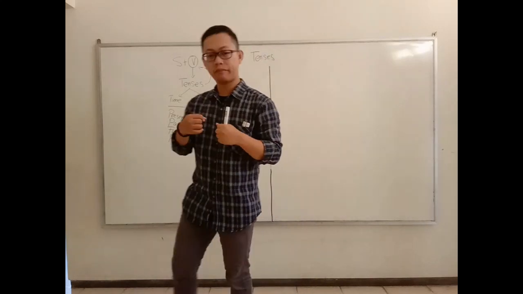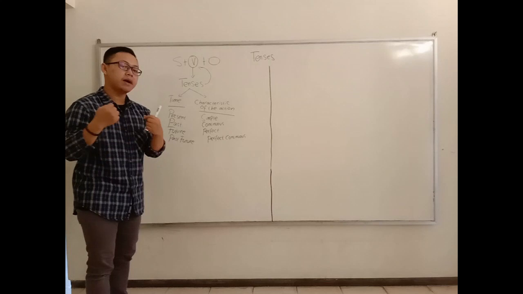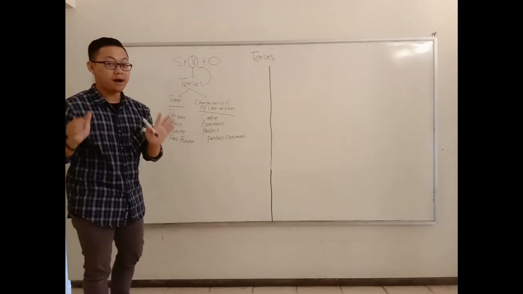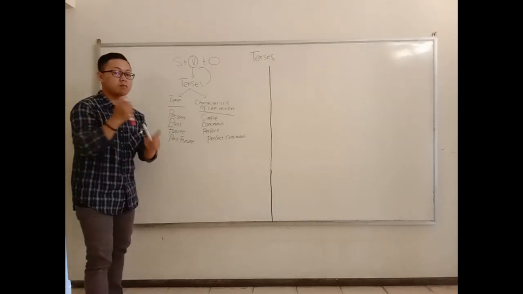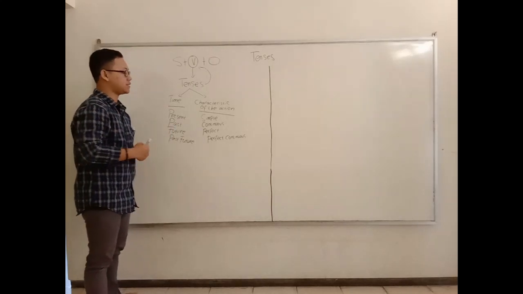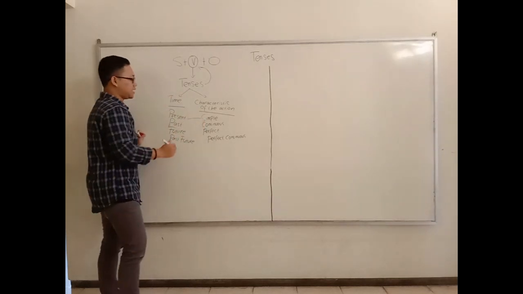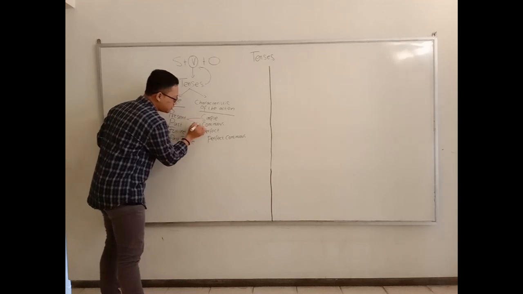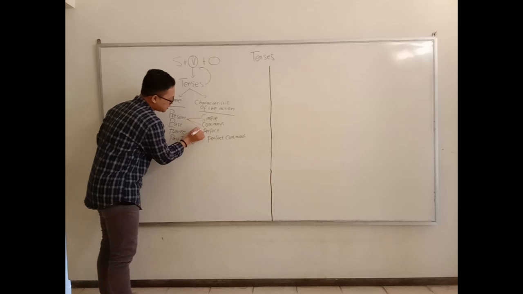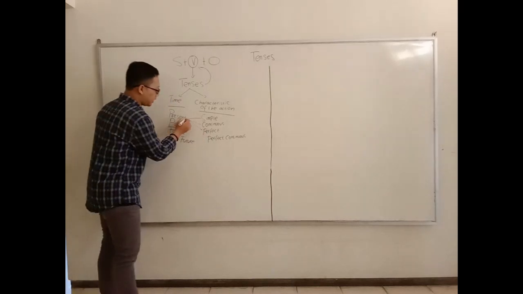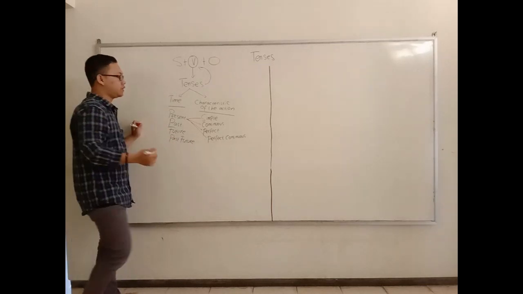Sekarang kita akan melangkah selanjutnya bagaimana cara menghafalkan nama-nama tenses. There are 16 tenses in English. Okay. Tenses number 1, okay, please pay attention to the whiteboard. Tenses number 1 is simple present. Tenses number 2 is present continuous. Tenses number 3 is present perfect. Number 4 is present perfect continuous.